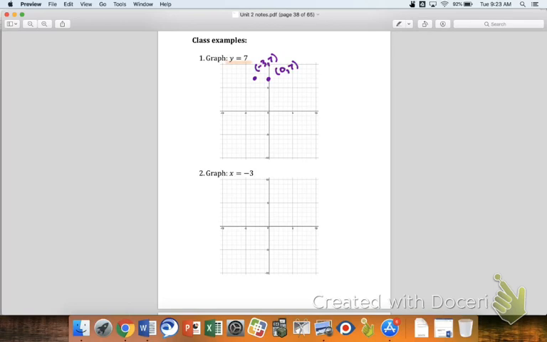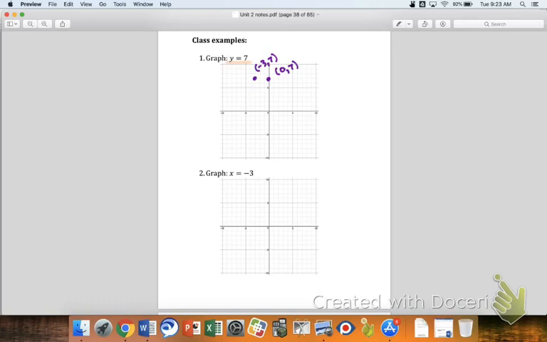Now, if I chose this point, check this out. What if I chose that point, which is -5, 5, and I plug that back into my equation? Wouldn't I get 5 equals 7? And that's false. So that means that -5, 5 is absolutely not on my graph, right? But -3, 7 sure is, because that made a truth.